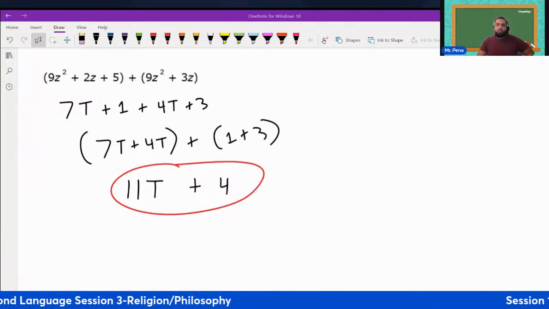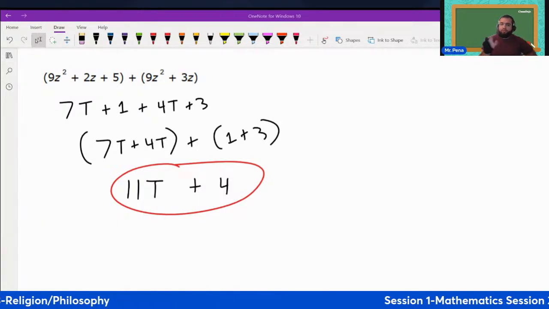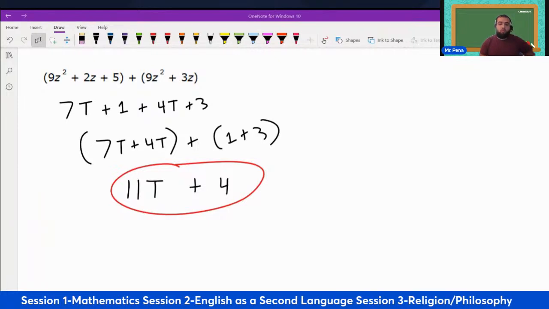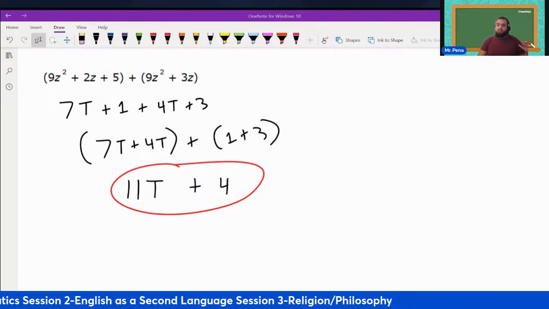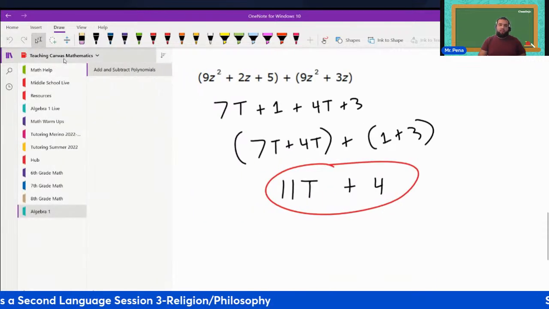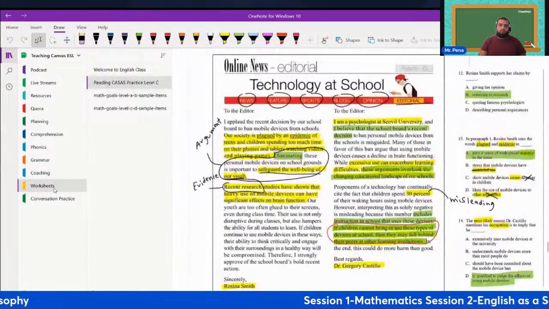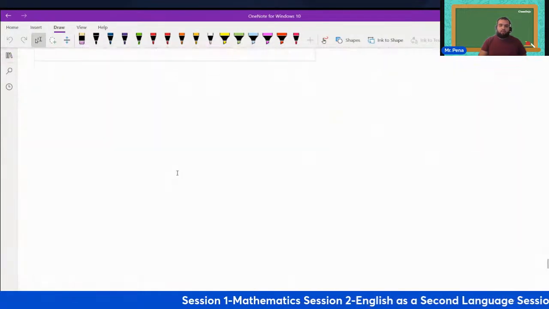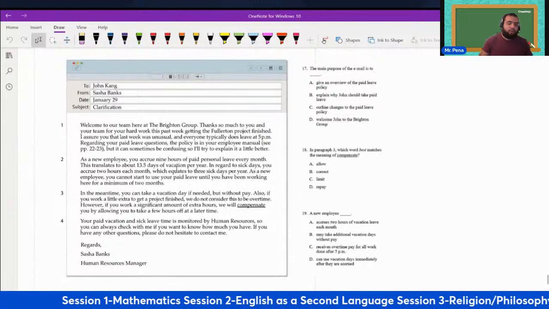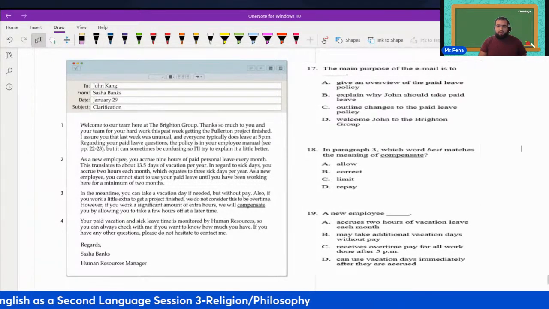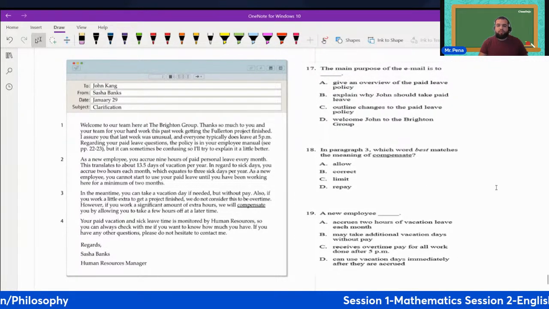The first hour, the first session was mathematics. We did 8th grade math and Algebra 1. Now we're going to be going into our English as a second language. So bear with me as I open up the materials. CASAS Reading Practice Level C. We have 3 more problems to go. We're going to use this to practice our English. I hope you can follow along.